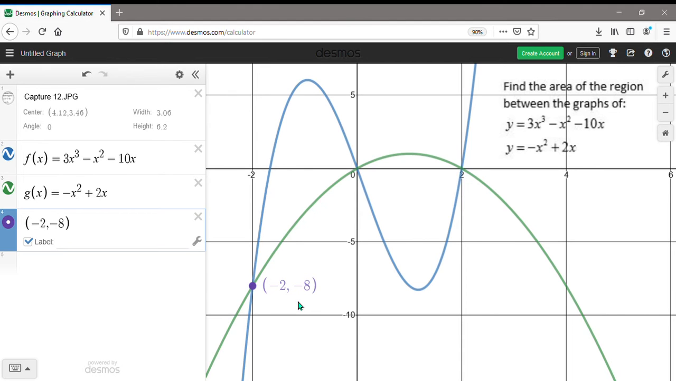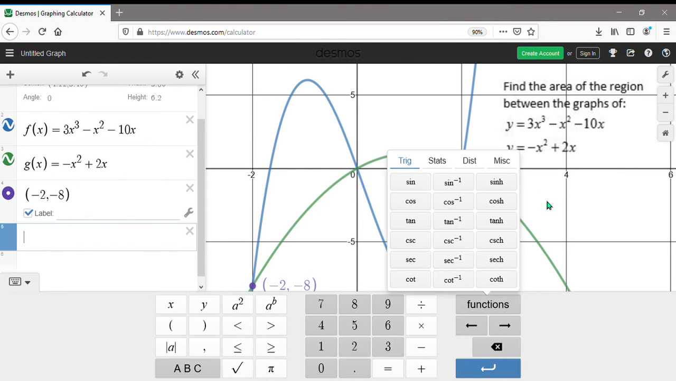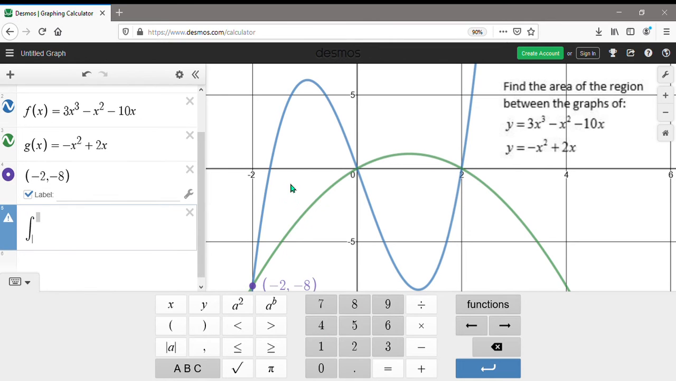All right, the next place I'm going to go to is to set up my integrals. So I'm going to go to Function. In the Miscellaneous menu, I get the integral, and I'm going to need two of them, one for the left region and one for the right region. So for this region right here, we're integrating from an x value of -2 to an x value of 0. And top curve minus bottom curve. The top curve for this one is the cubic, which is my f of x. And then the bottom one is the quadratic, which is my g of x.